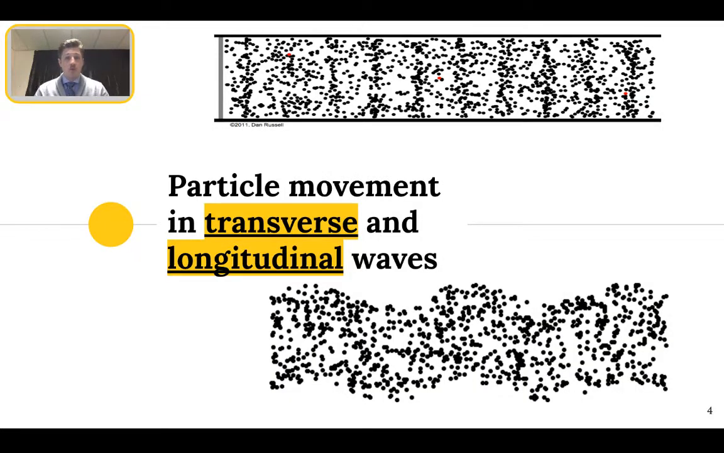So, particle movement in transverse and longitudinal waves. Longitudinal waves, or sound, are compressing and expanding waves that need a medium to travel in. A medium could be our atmosphere. A medium could also be any form of gas, solid, or liquid.